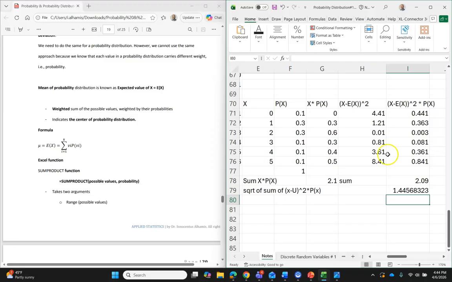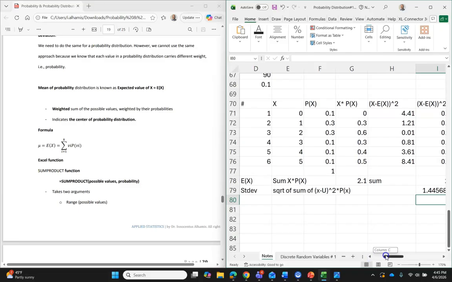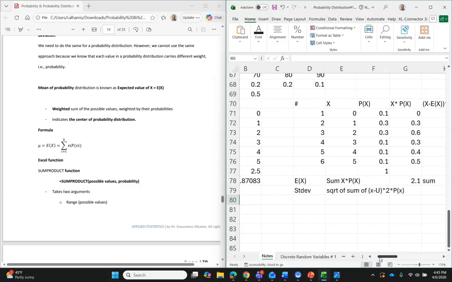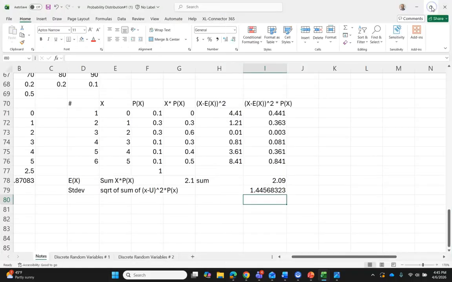We have 1.44568323. It is the square root of this summation of all these values which we have created. That is the standard deviation, and it is the standard deviation of the probability distribution of variable x. And here we have expected value, which is the average of the probability distribution of variable x. That's all we got here.